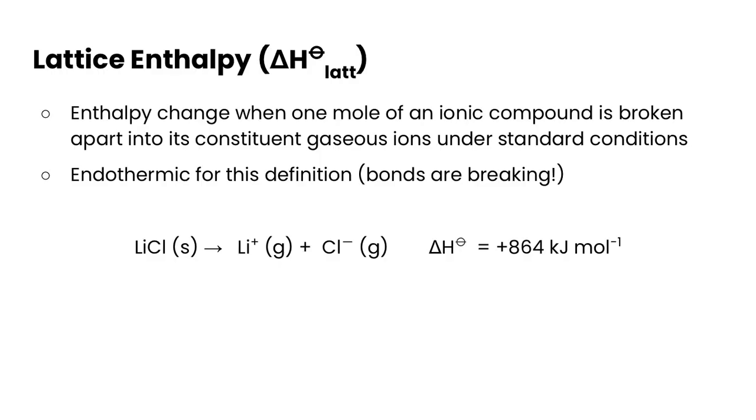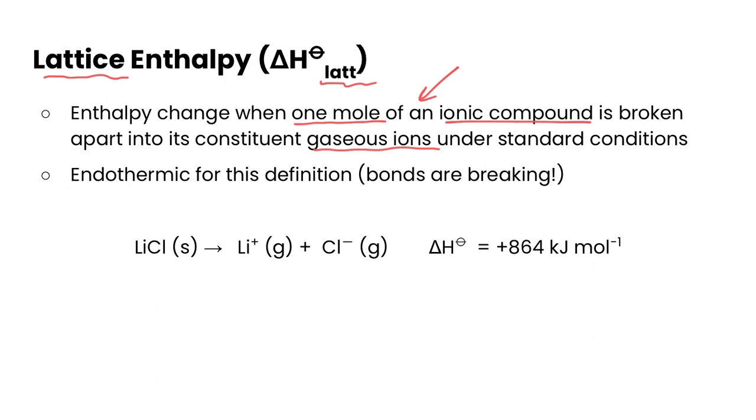The last enthalpy change we need to look at is something called the lattice enthalpy, or delta H naught lat for short. So this is the enthalpy change when 1 mole of an ionic compound is broken apart into its constituent gaseous ions under standard conditions. So essentially, this is the enthalpy change associated when we break apart an ionic compound, so an ionic lattice. Remember, they have a lattice type structure.